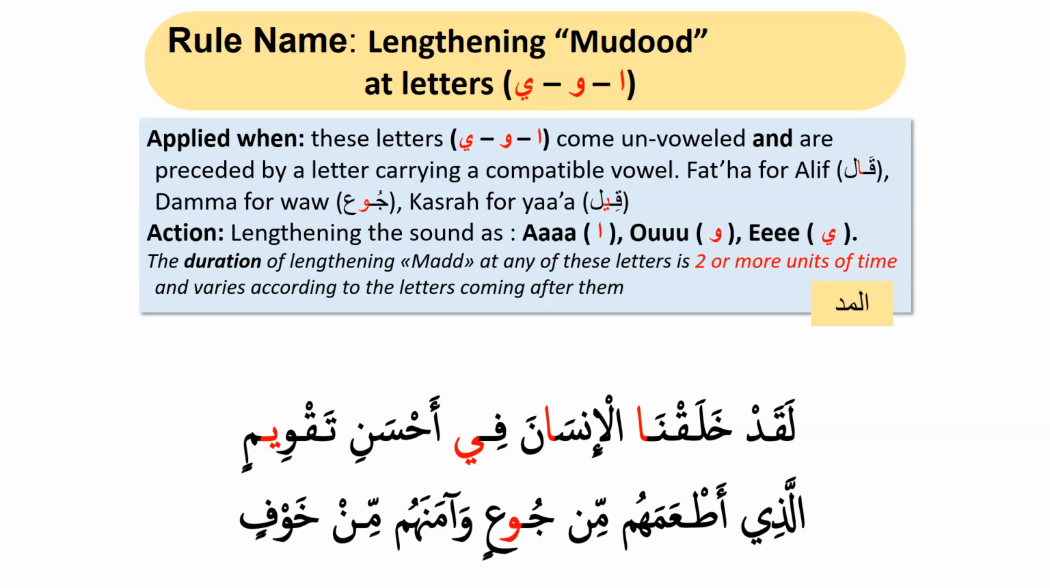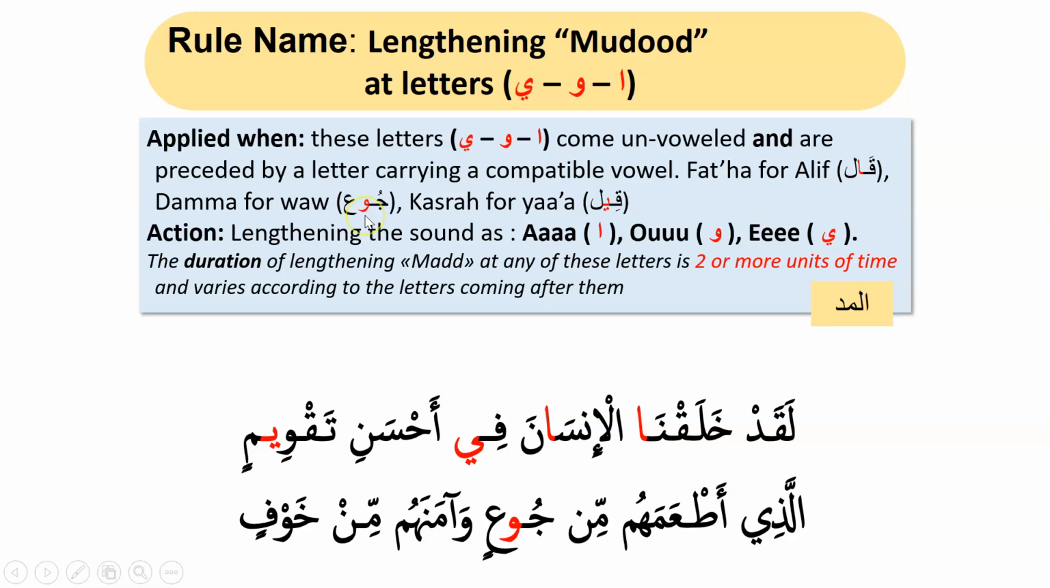So here we cannot make a lengthening. We cannot say qayla. We cannot do that. So here we say qili. Okay? So let's take that third and last example here, which is mad in the case of waw.